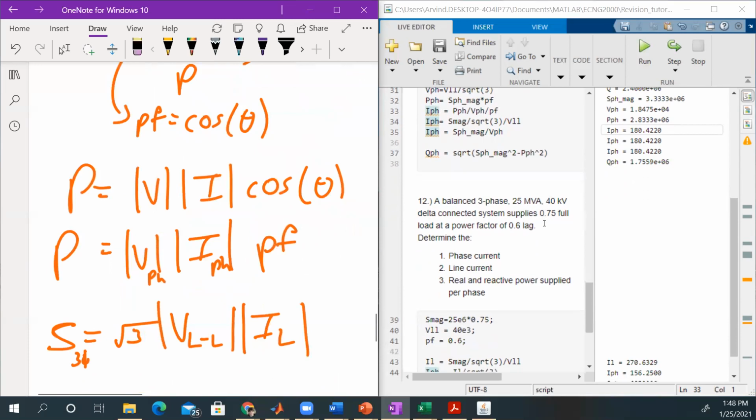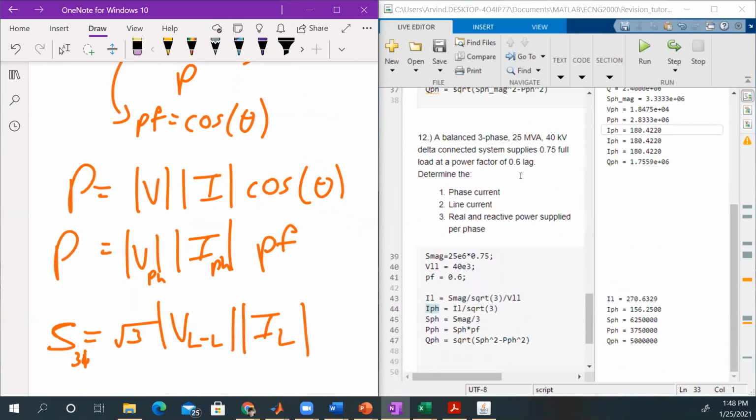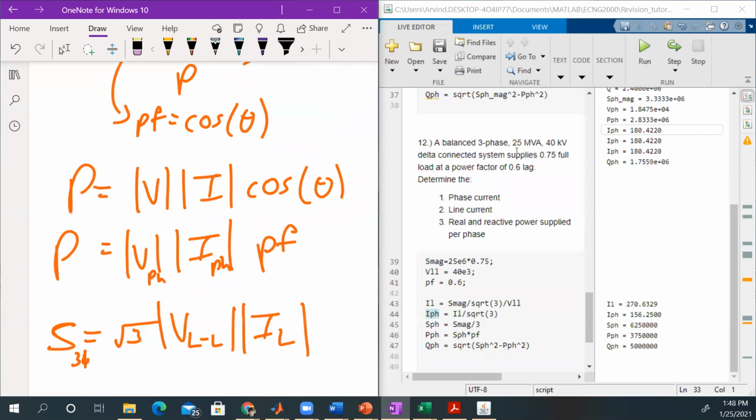Good. Last question. I have a balanced three-phase system, 25 MVA, 40 kV delta connected system, supplying 0.75 full load at a power factor of 0.6 lag. So again, 0.75 full load tells us what percentage of this, and the 0.6 lag tells us how it is broken up. So the magnitude of S is 25 e to the 6, 25 MVA multiplied by 0.75. We have a line-to-line voltage of 40 kilovolts and a power factor of 0.6.